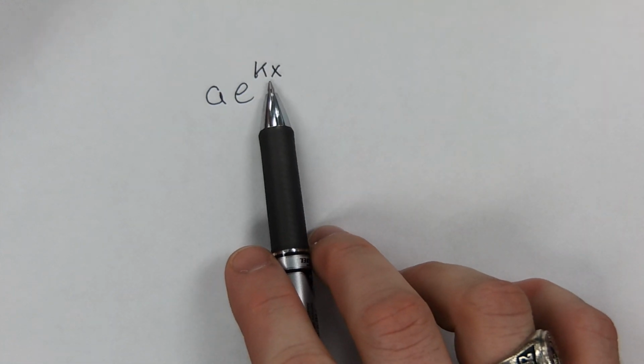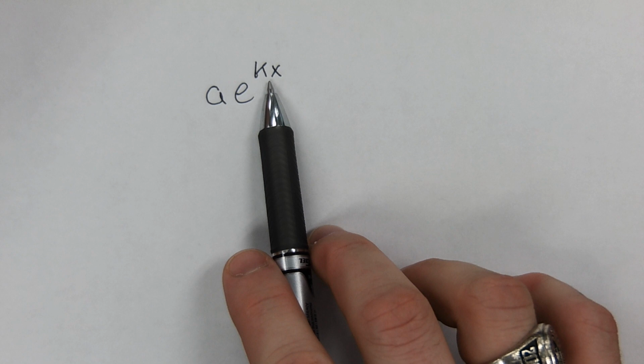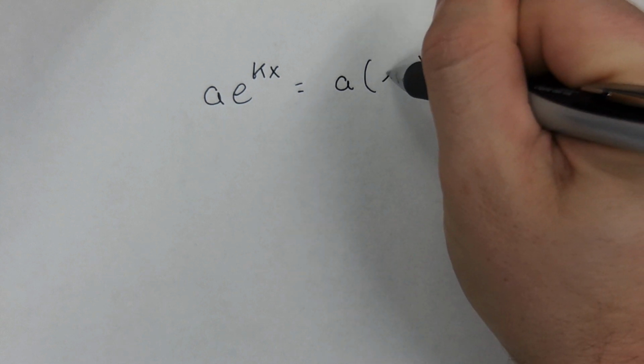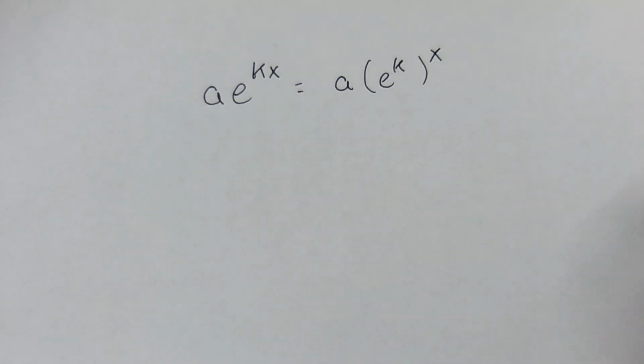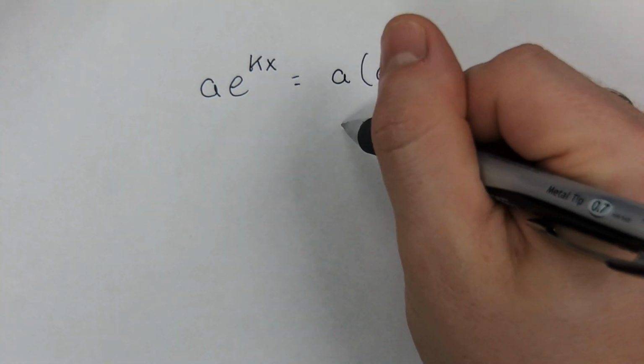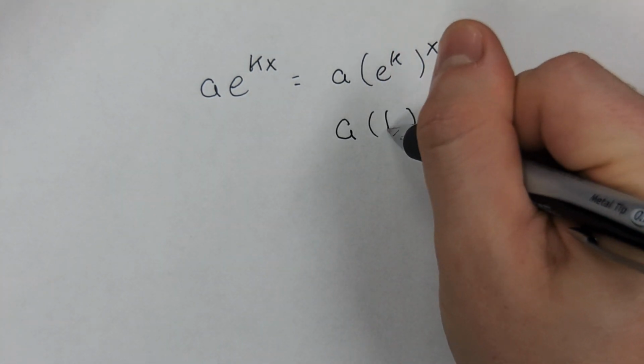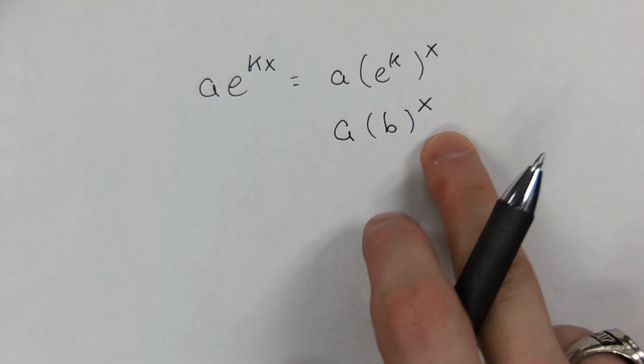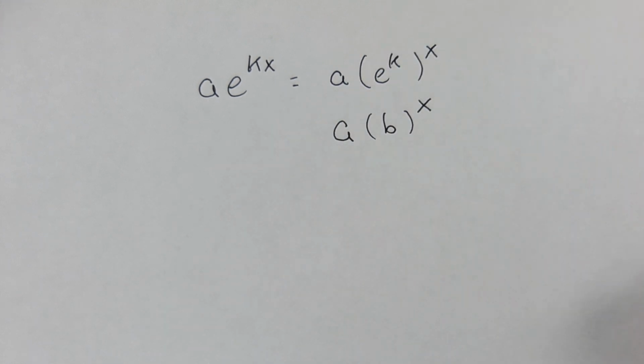A moment ago, you all told me that when you have a power raised to a power, you multiply those exponents, correct? So what I see here is a multiplication in my exponent position. That means that can be taken apart. And it can be represented as a power to a power, where b equals e to the k. And that's how you can write any exponential function as an exponential function that is base e.